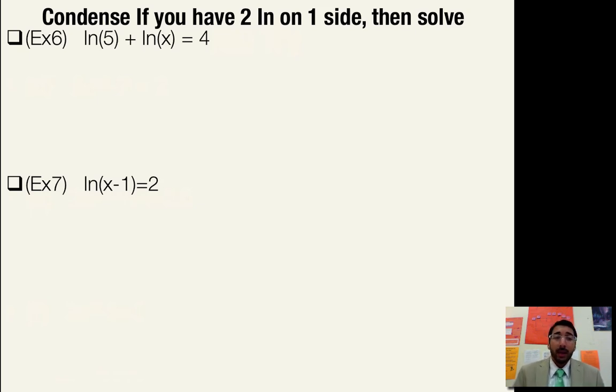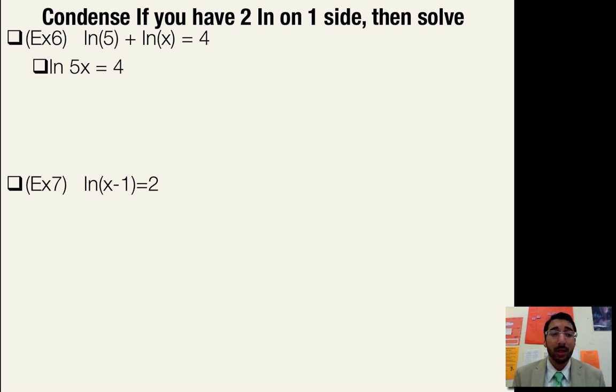All right. Now, if we have two logs, first we're going to condense, and then we're going to solve. The same properties that apply to logarithms apply to natural logs. Natural logs are just another form of logarithms. They just have e in the base. So if I have ln of 5 plus ln of x, they have the same base, e. So I'm going to combine those. The addition between them tells me that it's a product property. So it's going to be ln of 5x equals 4.